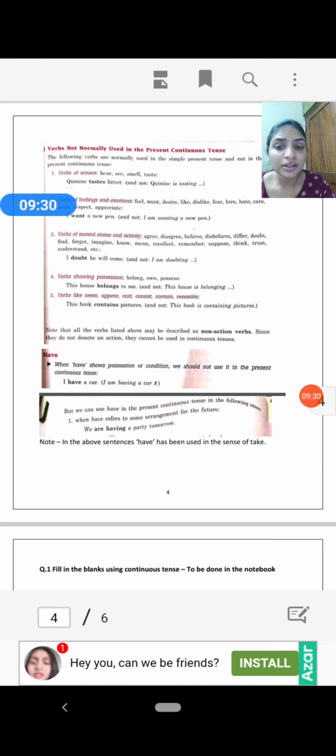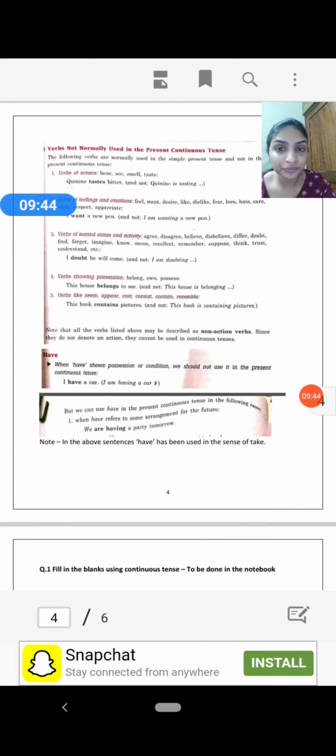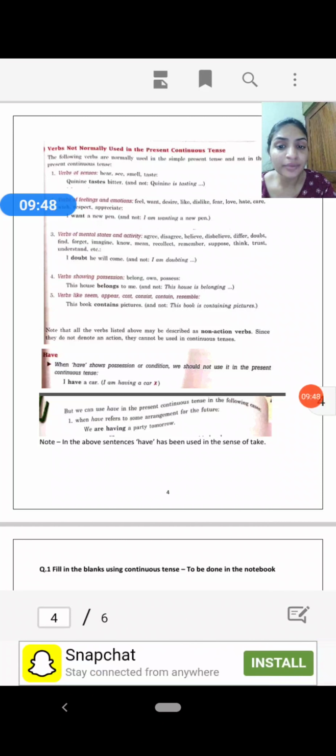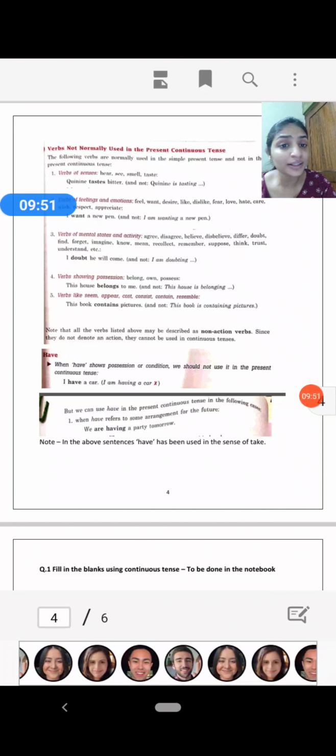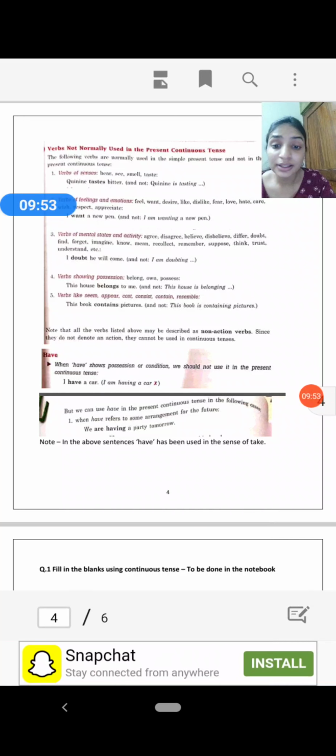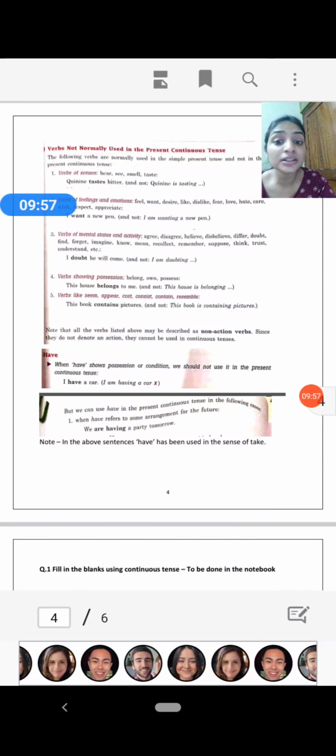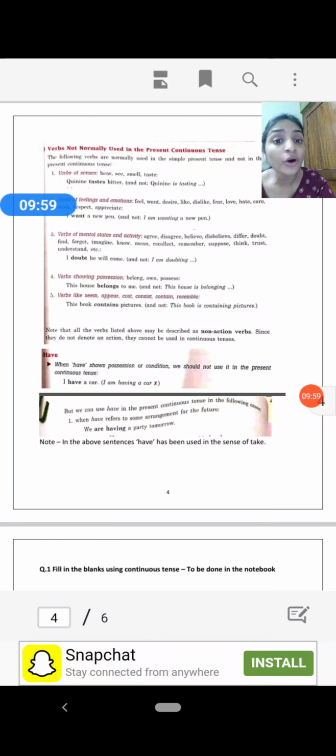Then we have the conditions with using have. When have shows possession or condition, we should not use it in the present continuous tense. I have a car. Then I am having a car is not correct. We do not use have in present continuous tense in the situation of possession or condition.